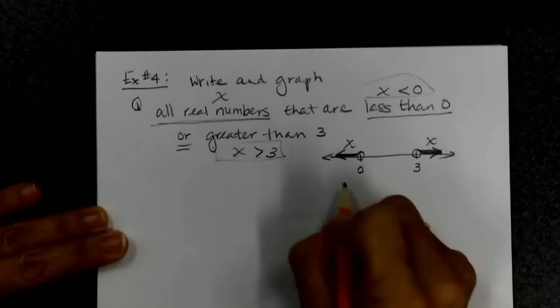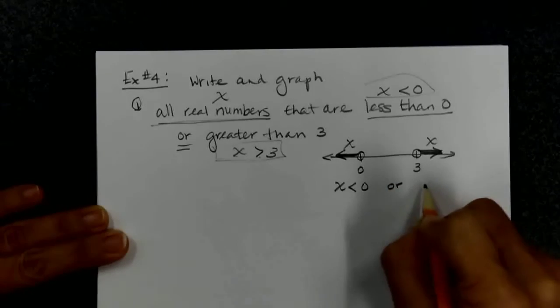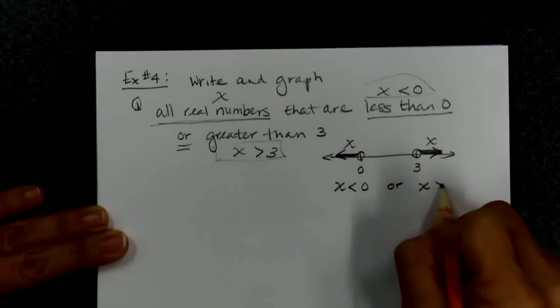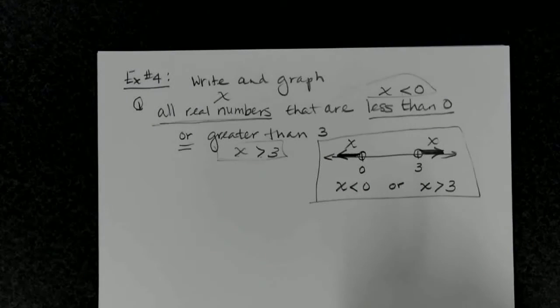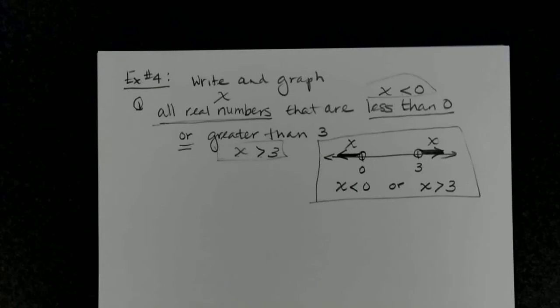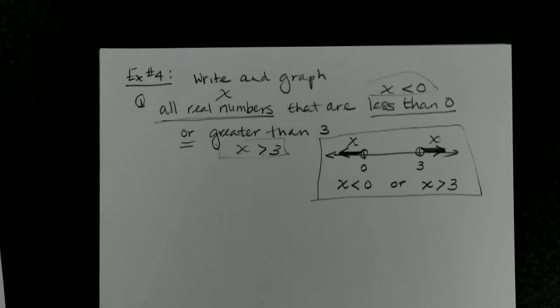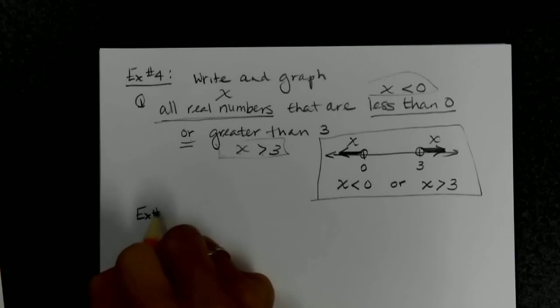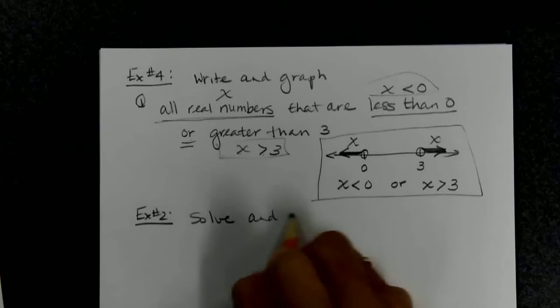So when you write this answer, you write it as x is less than 0. You have to include the word or, and x is greater than 3. And that's writing a compound or inequality. So now to meet our learning targets today, we have to know how to solve and or compound inequalities. So let me go to example number 2, and this time we're going to be solving and graphing.